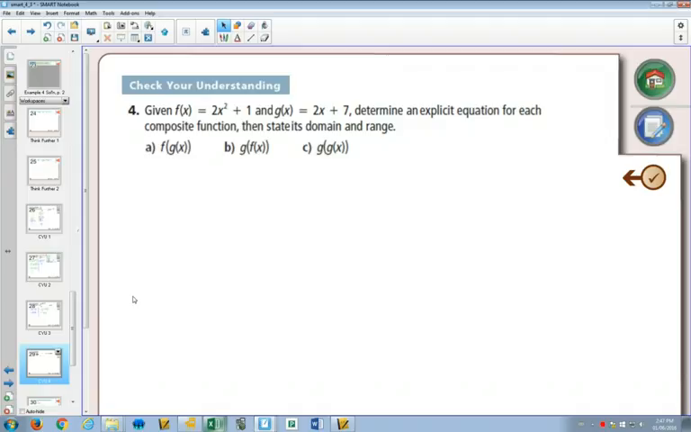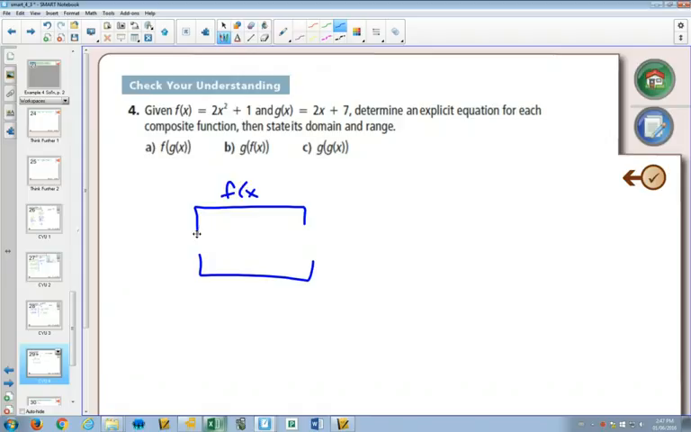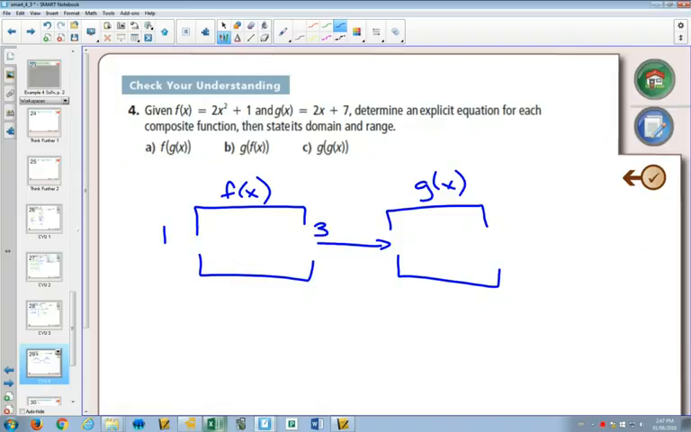That's what's happening here. Here I've got one machine, which is 2x squared plus 1. So there's my first machine, f of x. And then I've got a second machine, which is g of x, which is 2x plus 7. So what would happen if I would throw a 1 into f of x? What would come out? Makes sense that out would come a 3. And then if the 3 went into g of x, what would come out? 13.